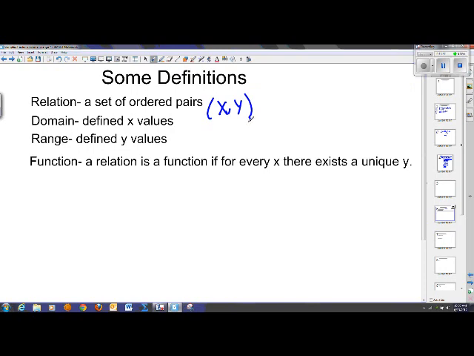Domain, these are the defined x values for the function. Now you're going to see in a couple of minutes that there are x values that are undefined for certain functions, and I'll show you as we move along. The range is the defined y values for a function, and we're talking about functions. So let's define it. A function is a relation or a set of ordered pairs such that for every x, there exists a unique y, okay, which means exactly one y.